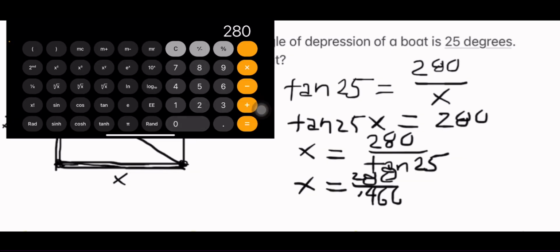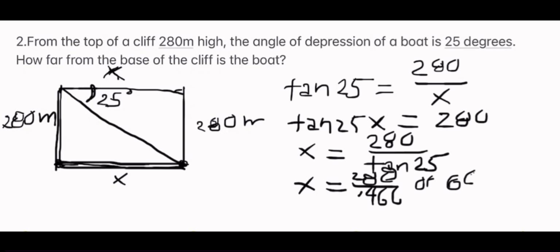Dividing this, the result is 600.86. So from the base of the cliff to the boat, that is 600.86 meters.